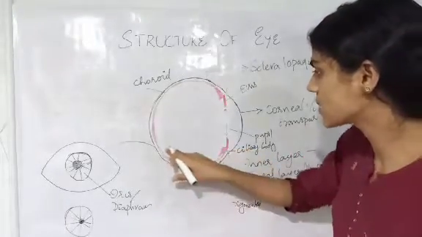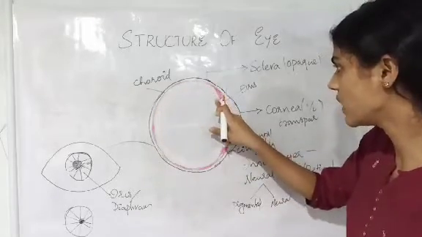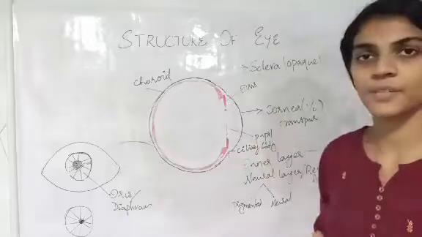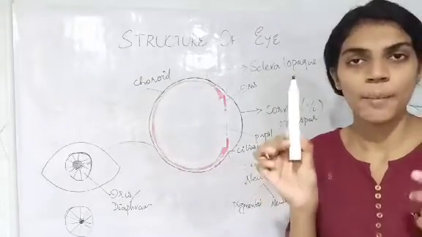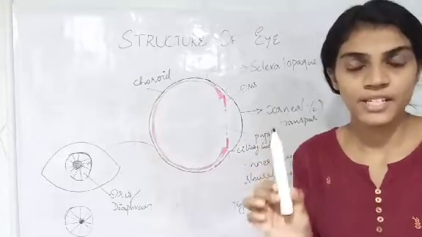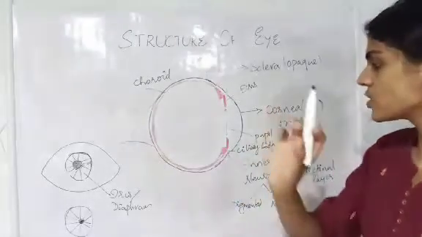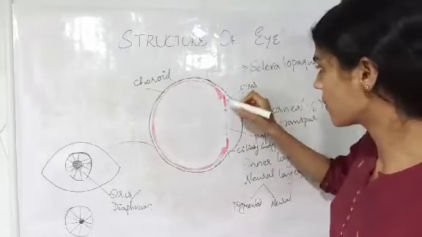The third layer extends the whole length of the choroid, the ciliary body and the iris. Okay, the third layer, pigmented layer. Why is it known as the pigmented layer? It has pigmented cells in it. Okay, so I'll just mark it with the black marker.